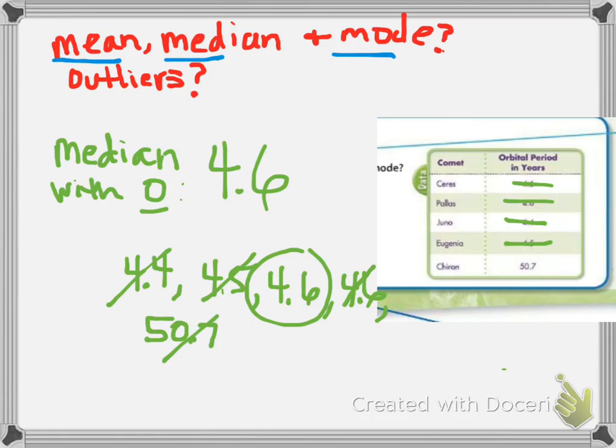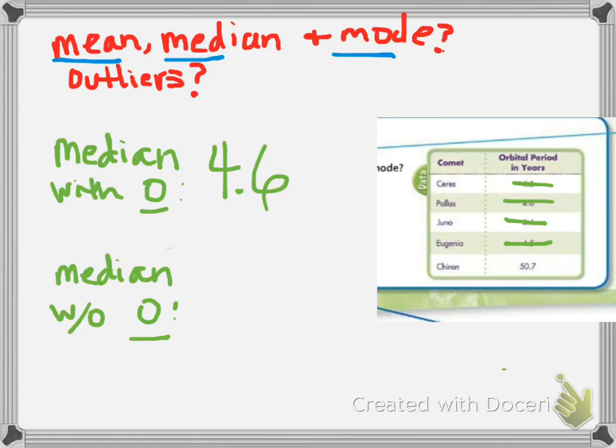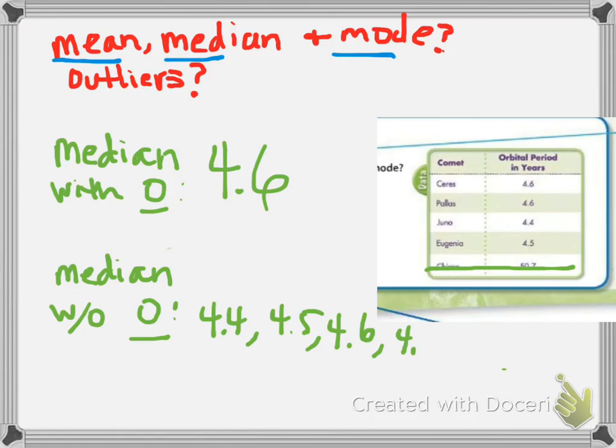Okay, so now let's go ahead and try to find the median without the outlier. This time we're not going to include the 50.7. We're not including the outlier, and we'll see if our median changes. We have to do the same thing again from least to greatest. So we're going to start with 4.4, then 4.5, then 4.6, and then 4.6.